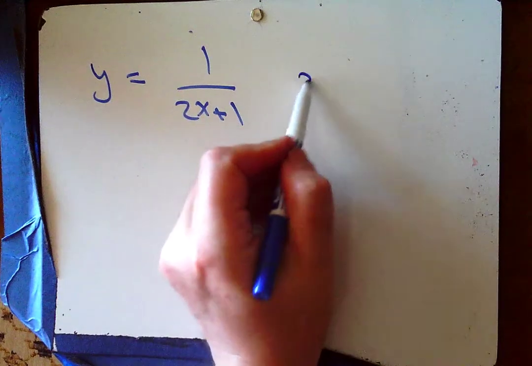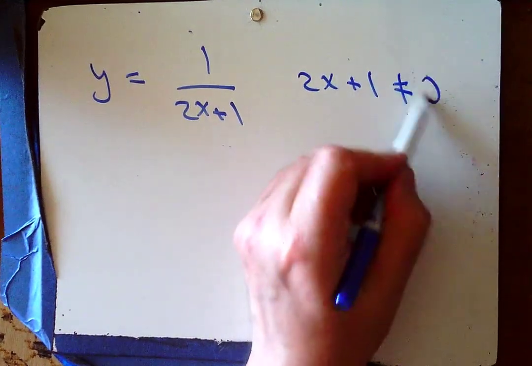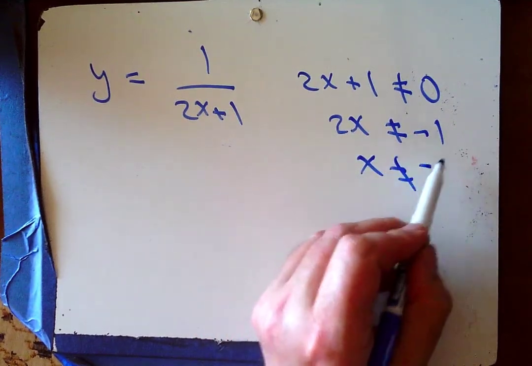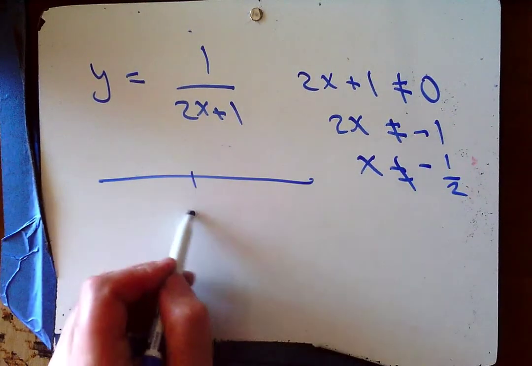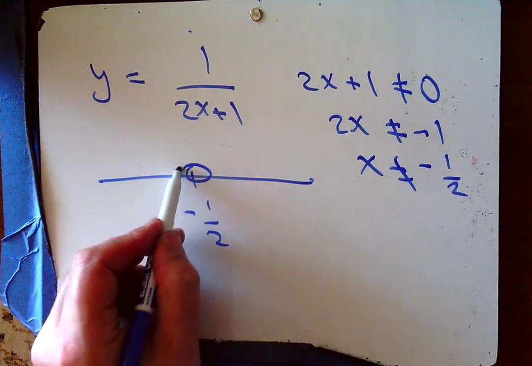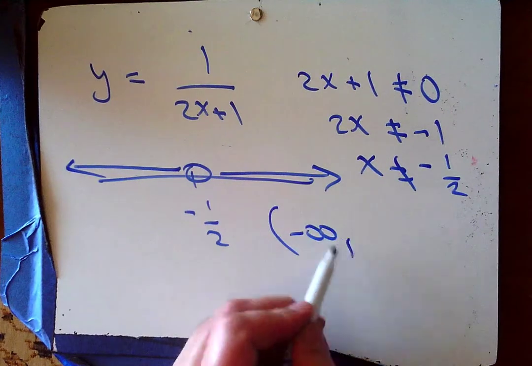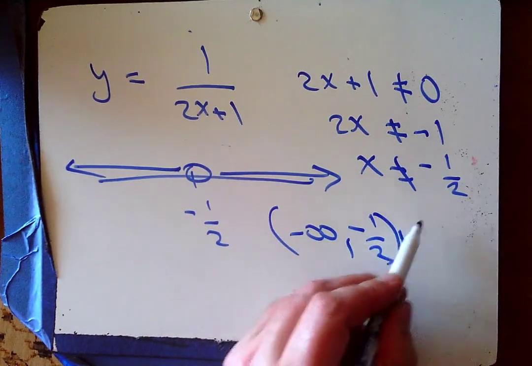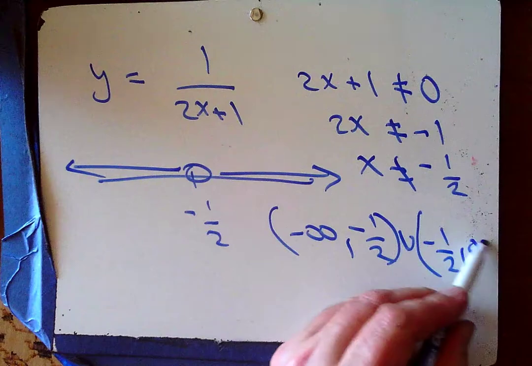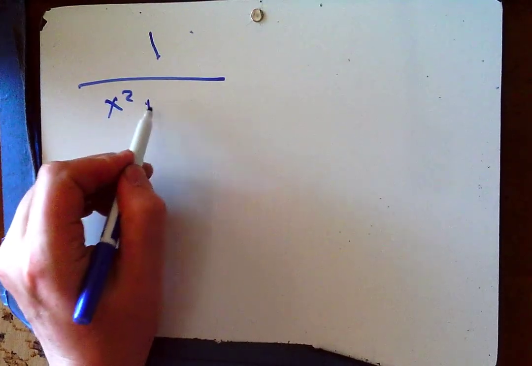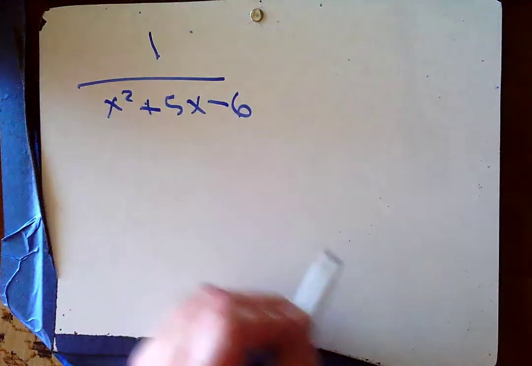Okay, so I'm setting what's in the denominator not equal to 0. And I get x can't be -1/2. On my number line, -1/2, I can't be that, but it can be these, and it can be these. So -infinity to -1/2, union -1/2 to infinity. Pretty straightforward. So let's try something more pre-calc, like 1 over x squared plus 5x minus 6.